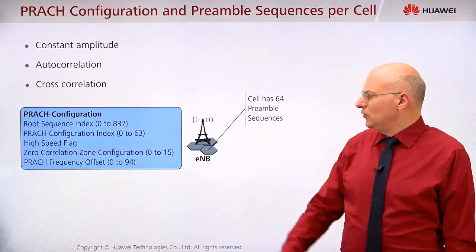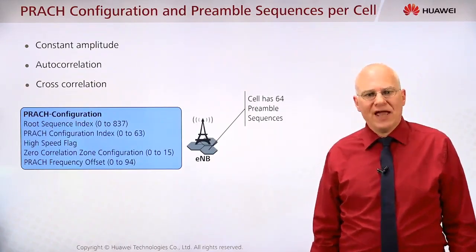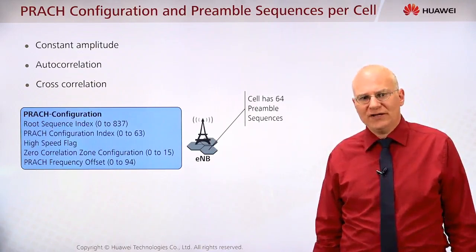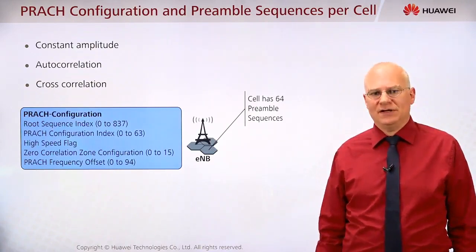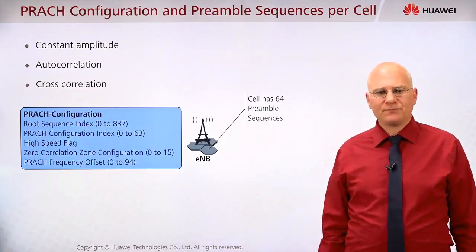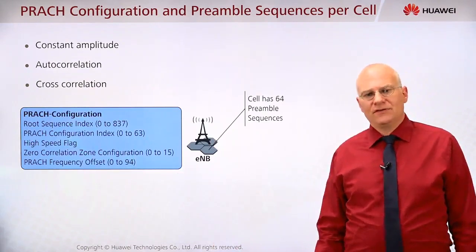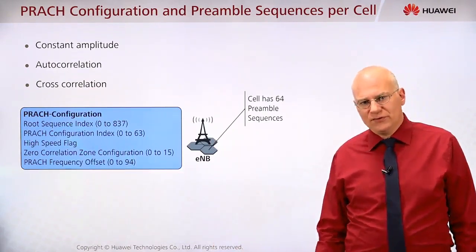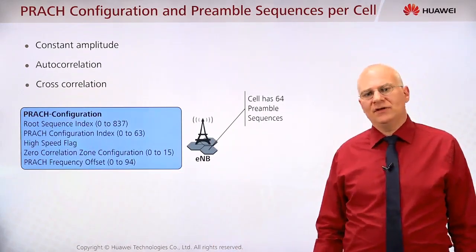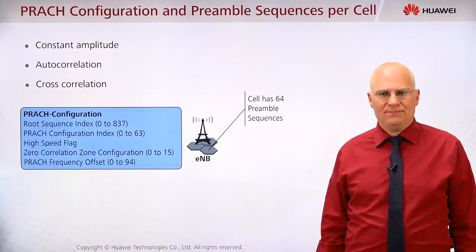Then we have the zero correlation zone, which is related to how many preambles can be generated from one root sequence index. And then we have the frequency offset, which is defining the distance between the lowest frequency of the physical random access channel and the lowest frequency of the LTE carrier.